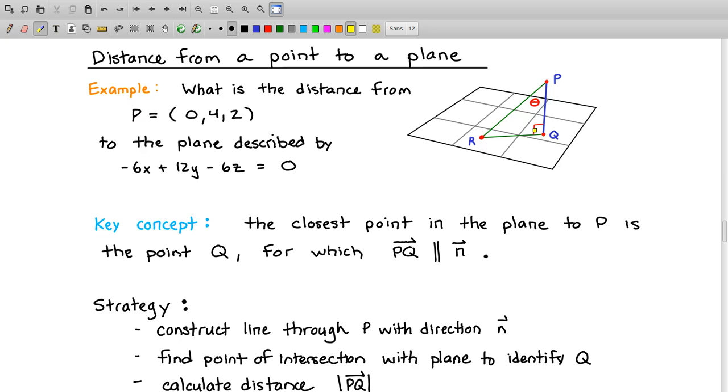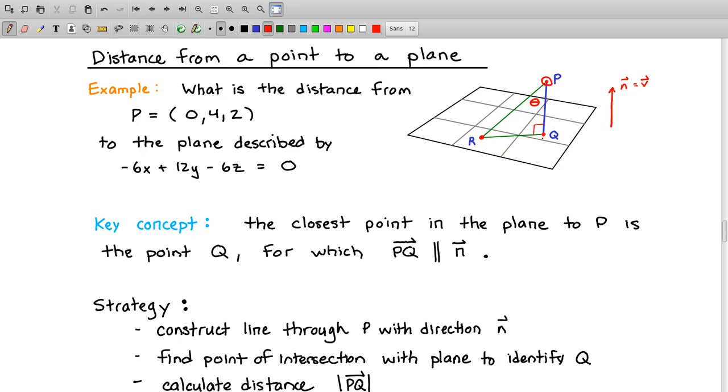Then, the direction vector of the line segment that is the shortest distance from P to the plane will be parallel to the normal of the plane in order to be perpendicular to that plane. So that gives us a direction vector. So we have the point, we have the normal, which is our direction vector, which we sometimes call V in other problems, but here it's a normal. And that gives us a line and a plane.